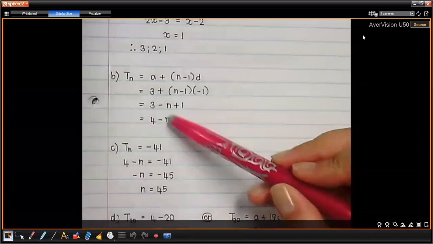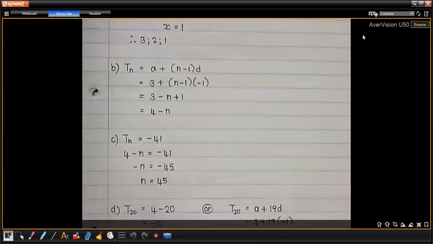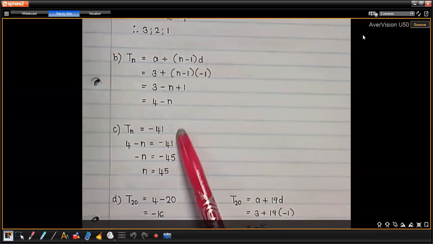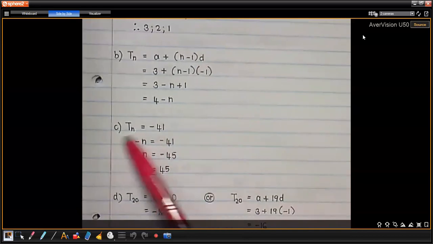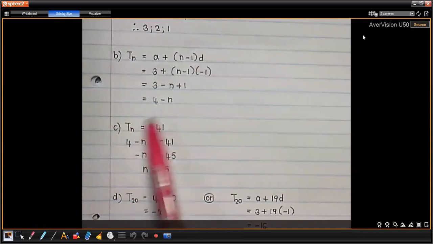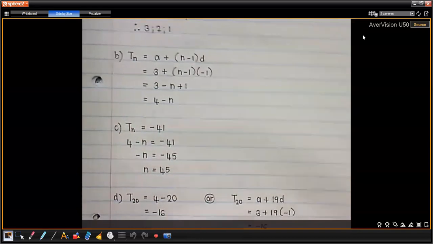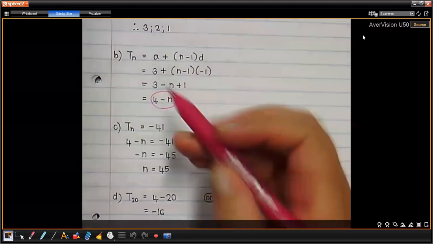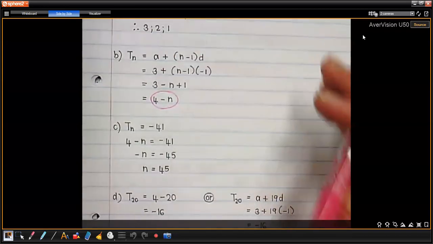And then from there, I actually use this formula to answer the following question. So they asked for which term is -41. So again, when they're asking us which term it is, then we need to make term n equal to that. But now do you guys notice that I used this term formula instead of a plus n minus 1b.